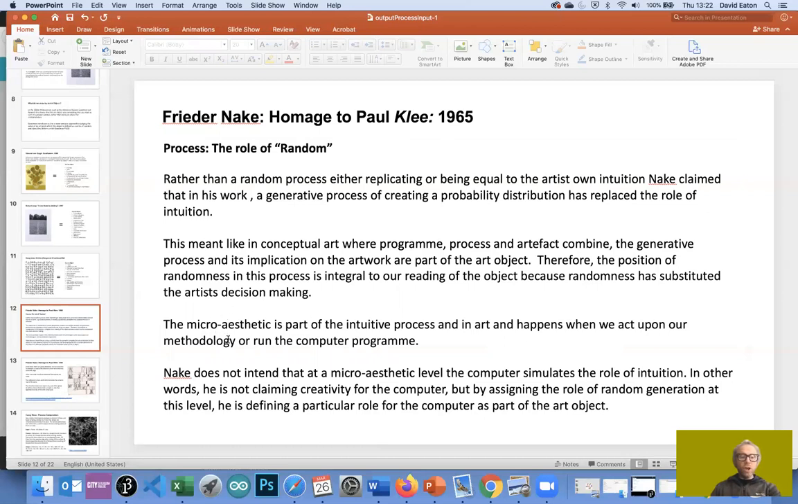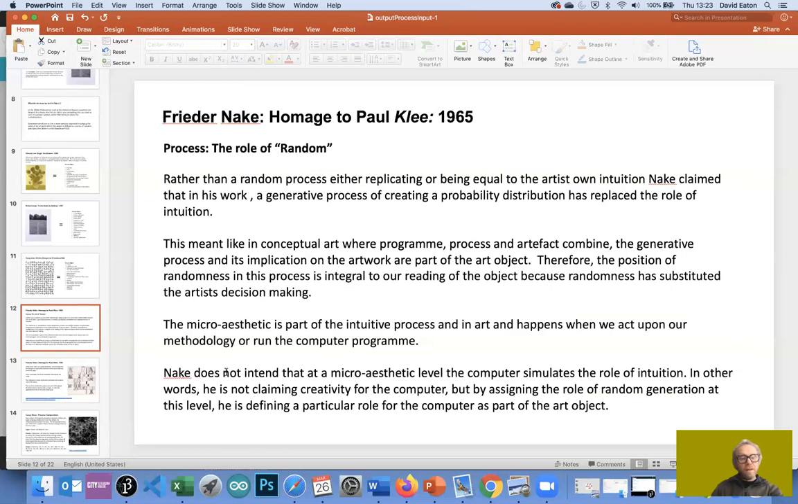Nake goes on to use this concept of a macro aesthetic, and this is how he defines the intuitive process in art. It happens when we act upon our idea. So we have an idea about how we're moving forward with the drawing, the artwork, our process, and then we act upon that. We make decisions about where the lines are going to go, how the colors are going to look, how the composition is going to work. But when we run a computer, something else is taking over. And that's where he's using this idea of randomness to take over from that process of intuition.